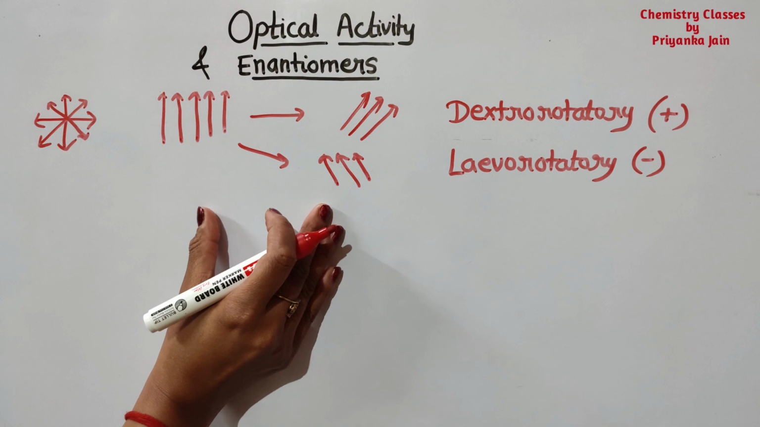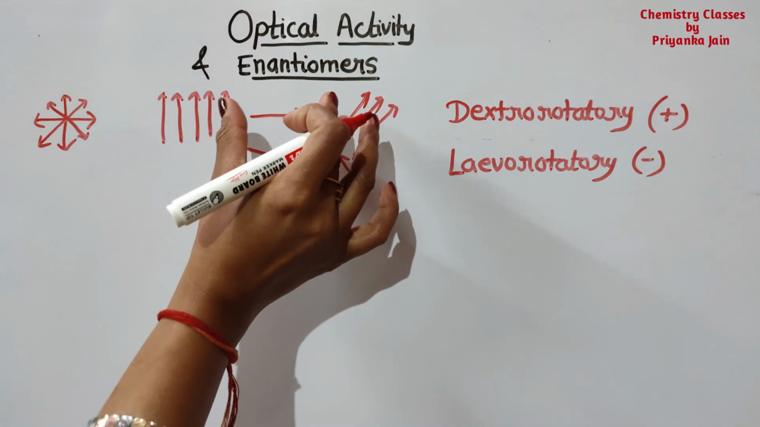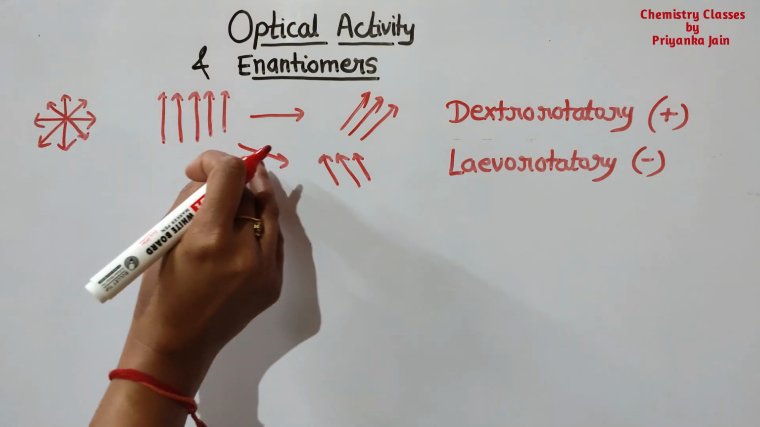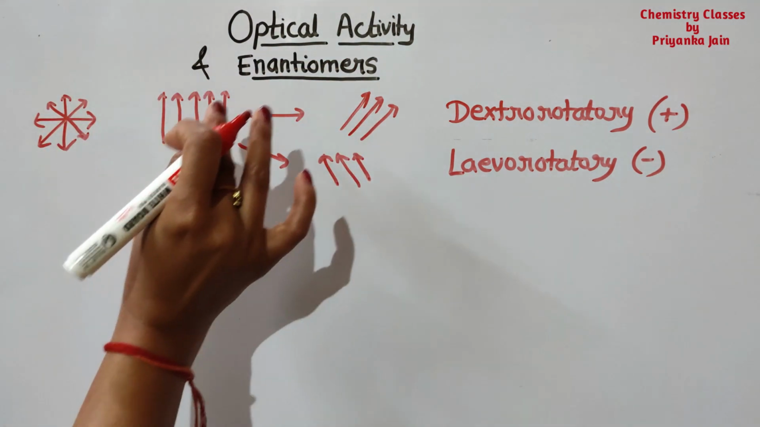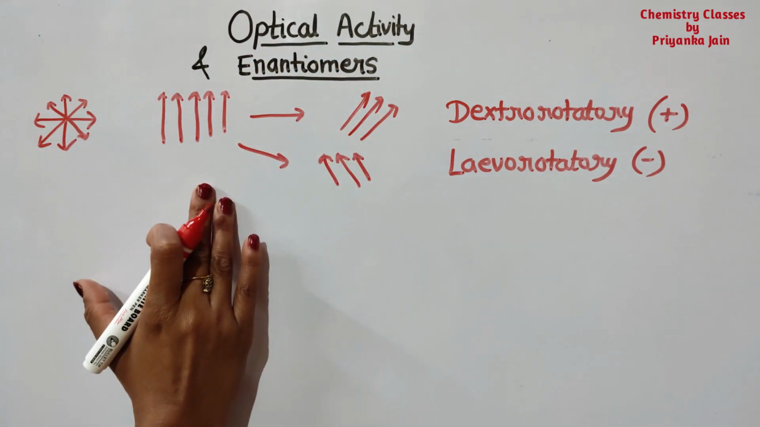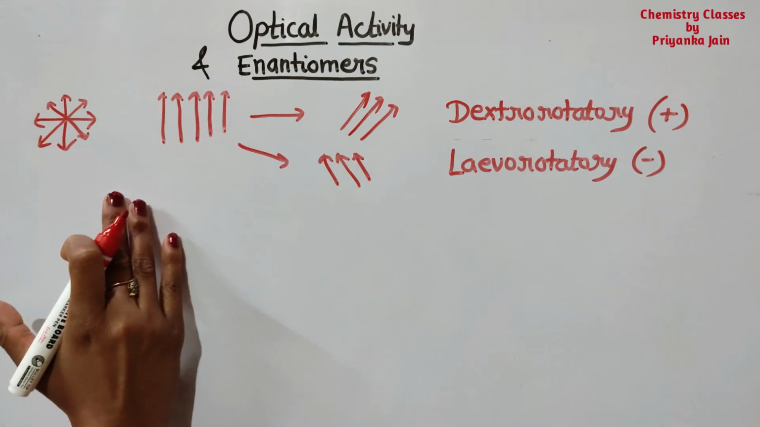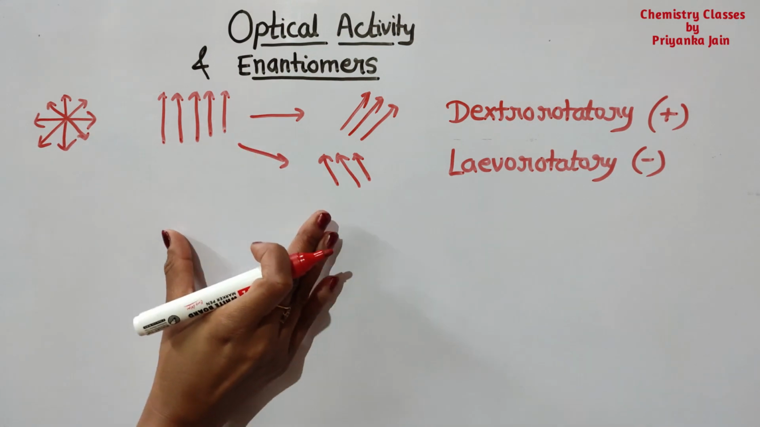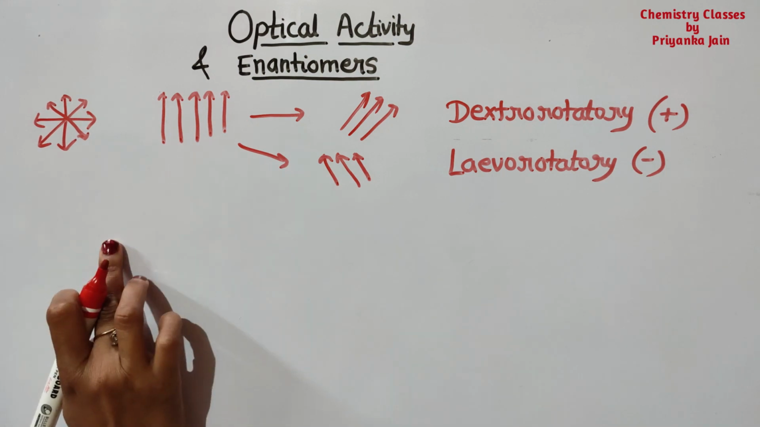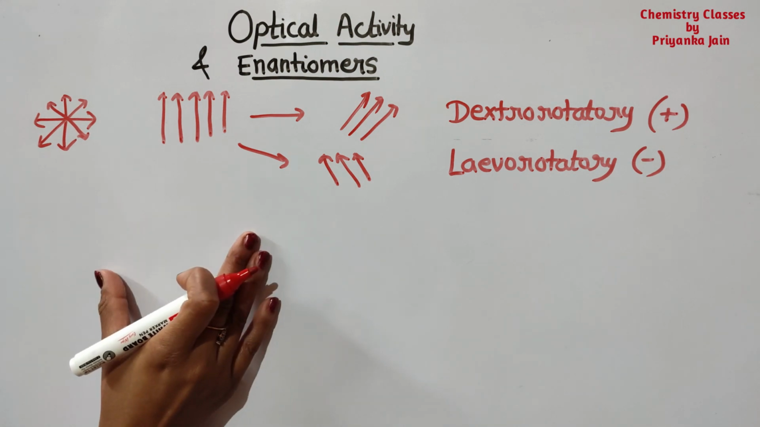This is the speciality of optically active compounds, and optically active compounds exist as two isomers, and these isomers are called enantiomers. It means enantiomers will show optical activity. So what are enantiomers? Enantiomers means any compound that exists as a mirror image. If two isomers are mirror images of each other, but the mirror images are non-superimposable, then they are enantiomers.